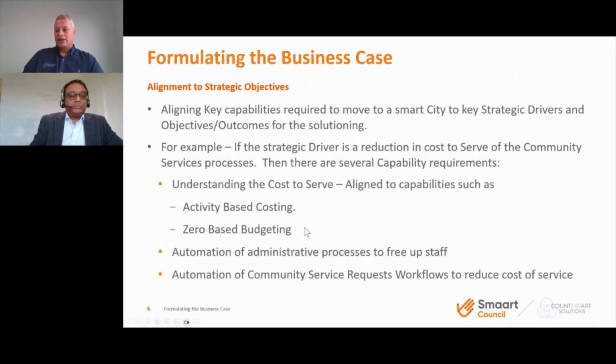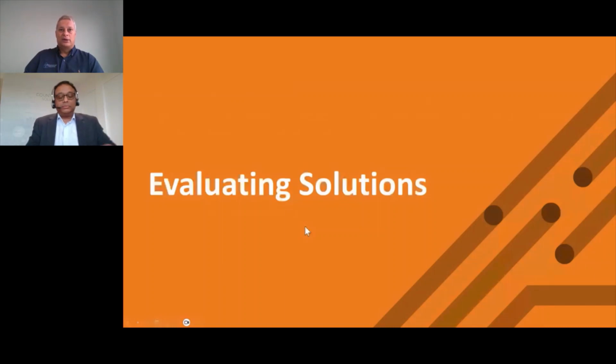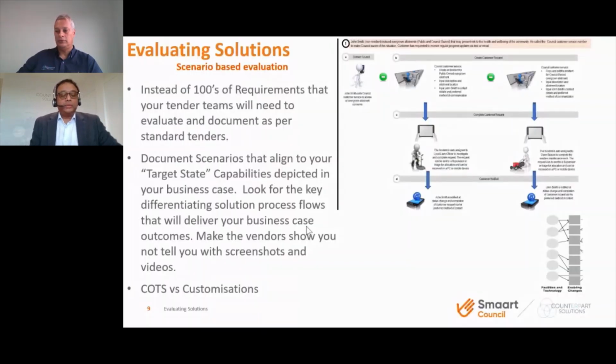So if we talk about how you evaluate a solution, what we talked about there was aligning those capabilities. So I might hand over to Ganesh, who will walk us through the approach we could take. Thanks, Wayne. So when we look at the transformation solutions, we have to take an approach where we're looking at the end-to-end scenarios, how we evaluate.